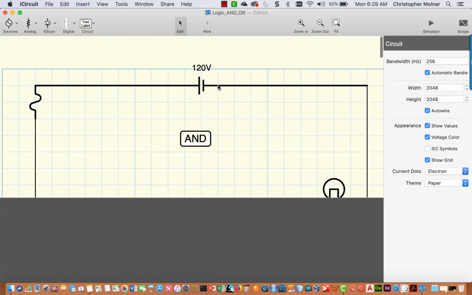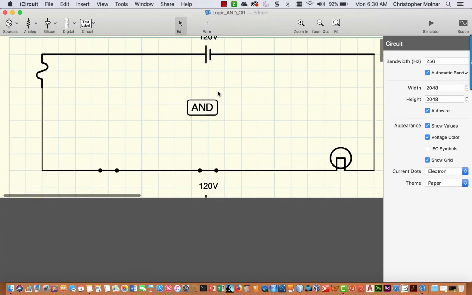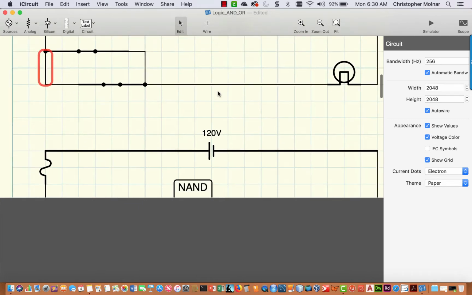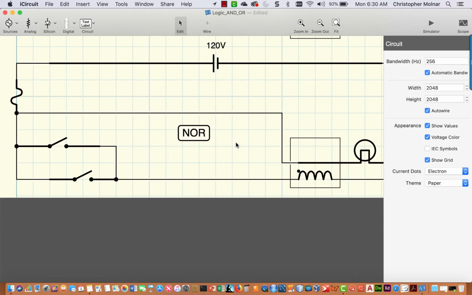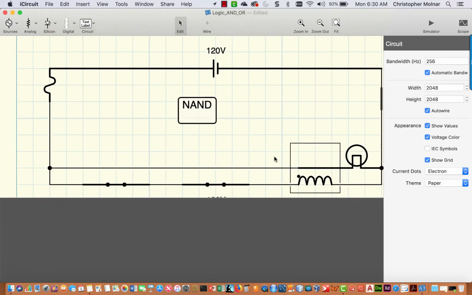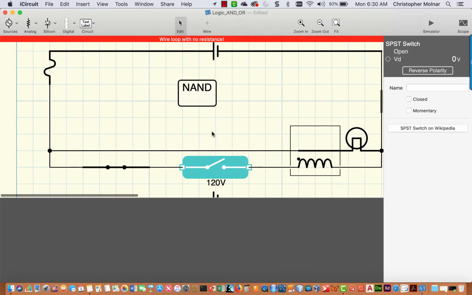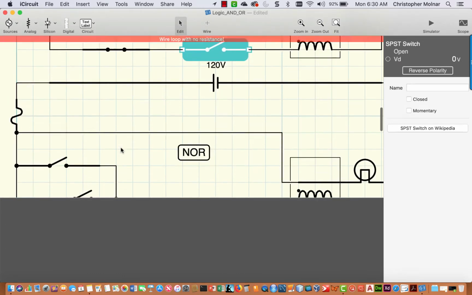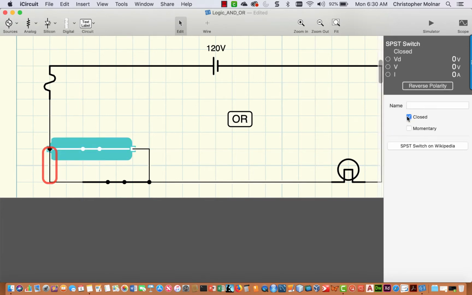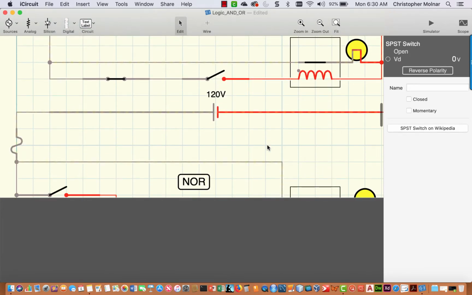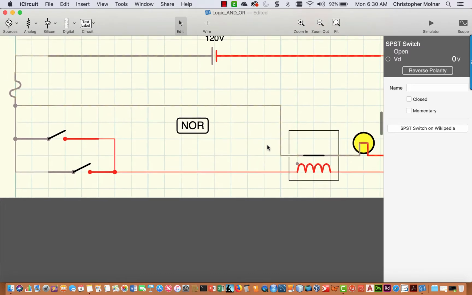In the first circuit we looked at, we have an AND with both switches closed. In the last circuit we just looked at, the light comes down if both switches are closed. Let me just reopen this one. Now my NOR does the opposite of an OR.